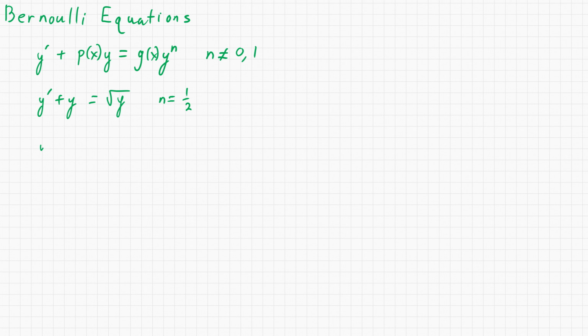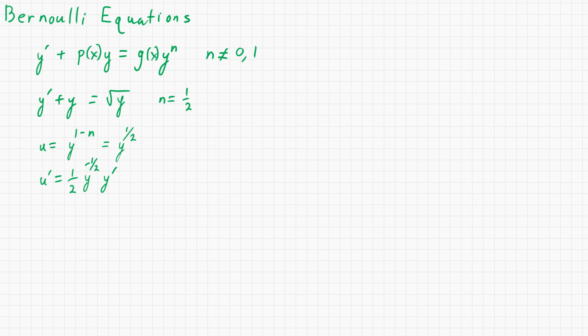So we have u is equal to y to the 1 minus n power. So 1 minus 1/2, well, that's still y to the 1/2. All right, so take the derivative. We have u prime is equal to, okay, the 1/2 will come down. We decrement the powers, so 1/2 minus 1, so it's now y to the negative 1/2. And then we have the y prime.